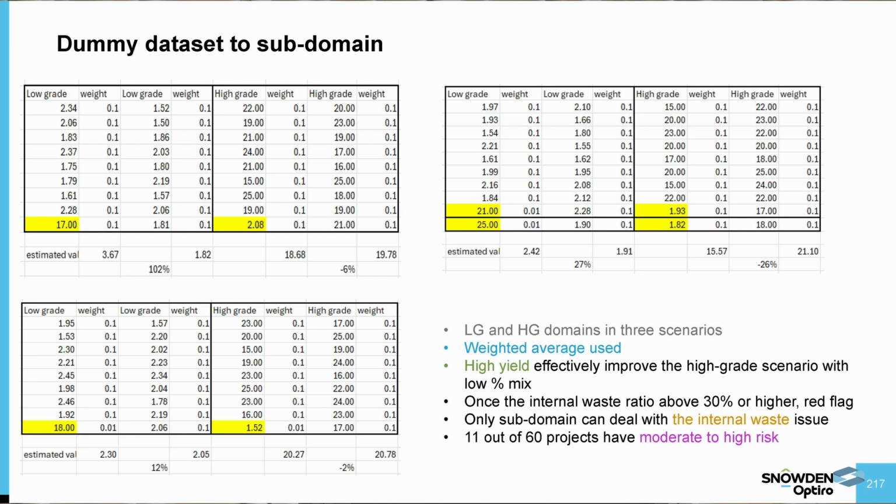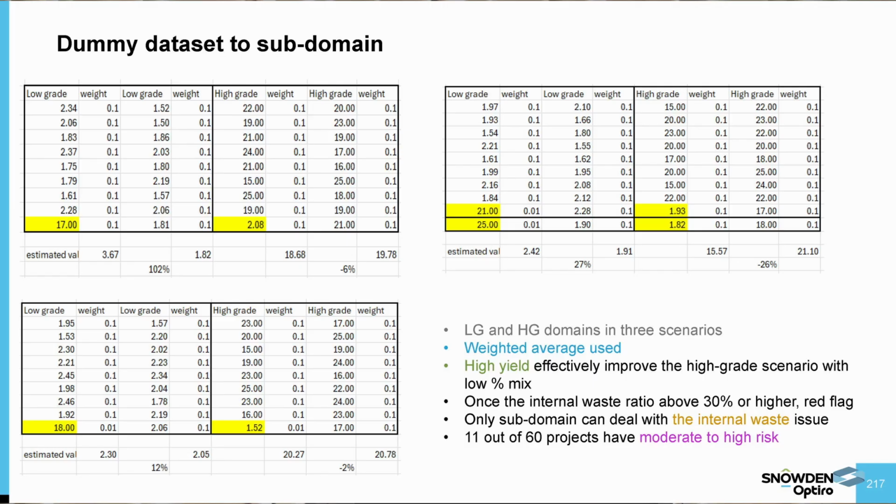And for each of the domains, you have one single outlier put in there. And below that, I used the weighted average as the estimation value, just to show you how this single outlier will affect the domain average. For the low-grade scenario, one single outlier is going to increase the average by over 100%, and in the other scenario, the high-grade scenario, this low-grade sample does not have that much influence.